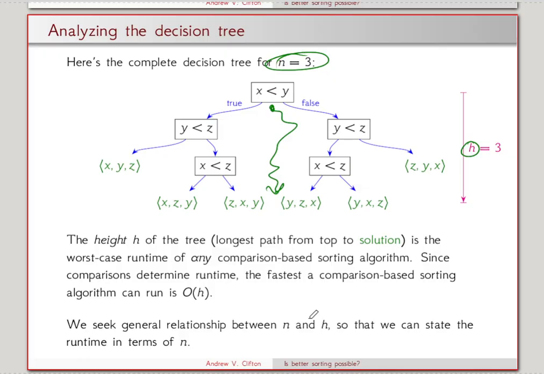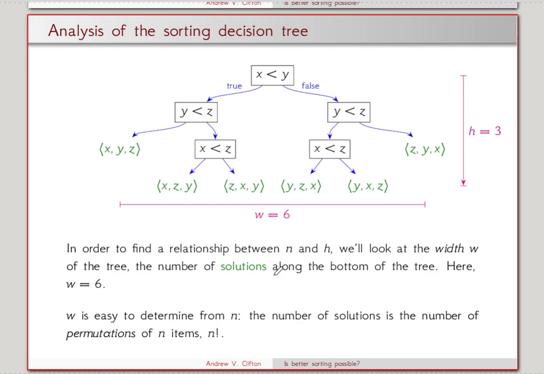So what we want is a relationship between n and h, so that for any particular n, we can say how tall the decision tree will be. And then that height becomes our runtime. So our runtime is O of h, but we want it in terms of n. Okay, so we'll do this a little bit of a roundabout way here.